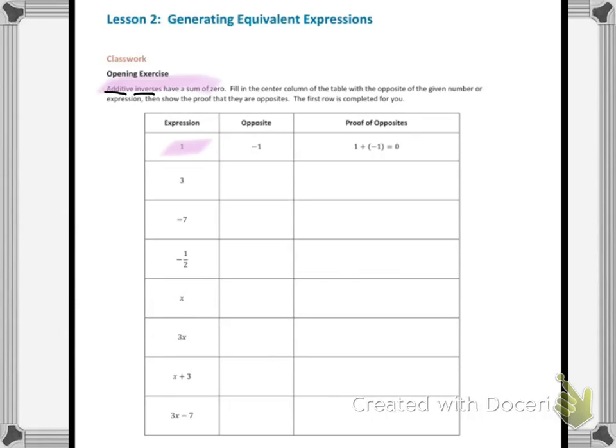The expression is 1, the opposite of 1 is -1, and the proof of opposites, of course, we need to add these two values. So 1 plus a -1 equals 0. Now, if you would go ahead and do that for the rest, get as far as you can. It gets a little bit more and more complex, but you shouldn't have any trouble. Just apply what you know.